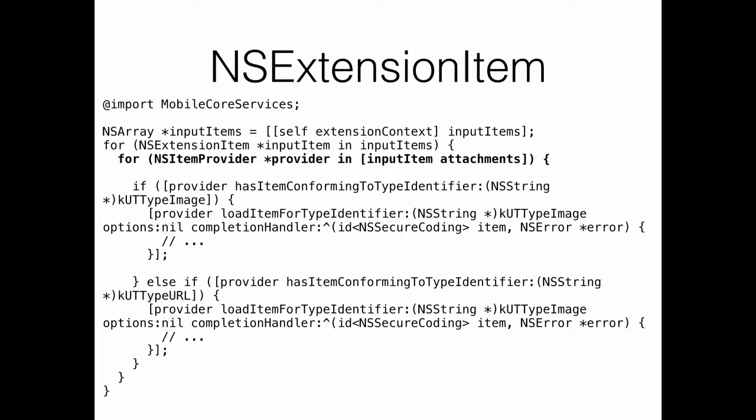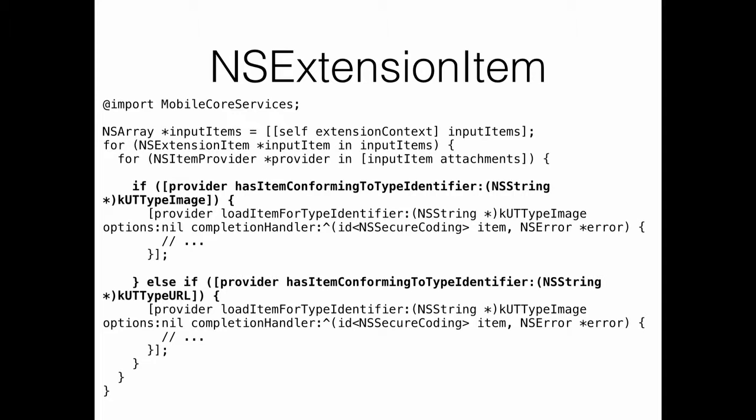And it does this using a lazy load technique. So when your extension first loads, you actually don't have the data. Instead, you get attachments from the extension, and then you can loop through each of the providers and determine what type of information is being provided to you. So with the provider, you can say has item conforming to identifier, and you can say I'm looking for an image, or I'm looking for a URL, I'm looking for text.